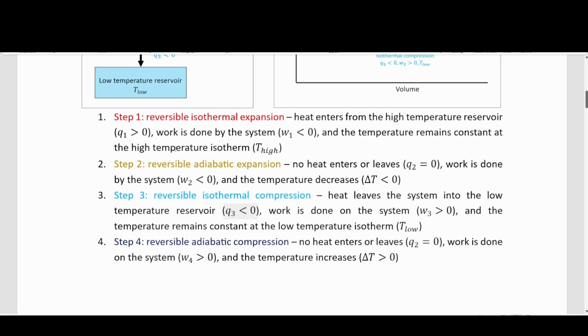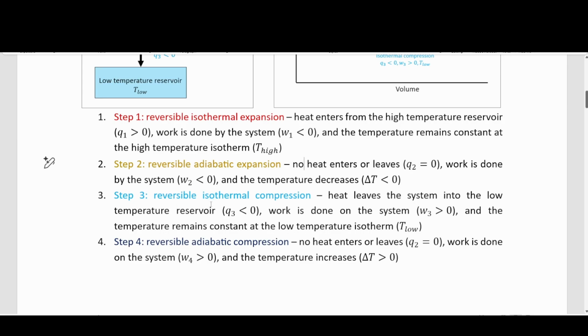So to kind of go over this once more, step one is the reversible isothermal expansion. So heat enters from the high temperature reservoir, work is done by the system, and the temperature remains constant at the high temperature isotherm. In step two, we had the reversible adiabatic expansion. No heat enters or leaves, work is done by the system, and the temperature decreases.